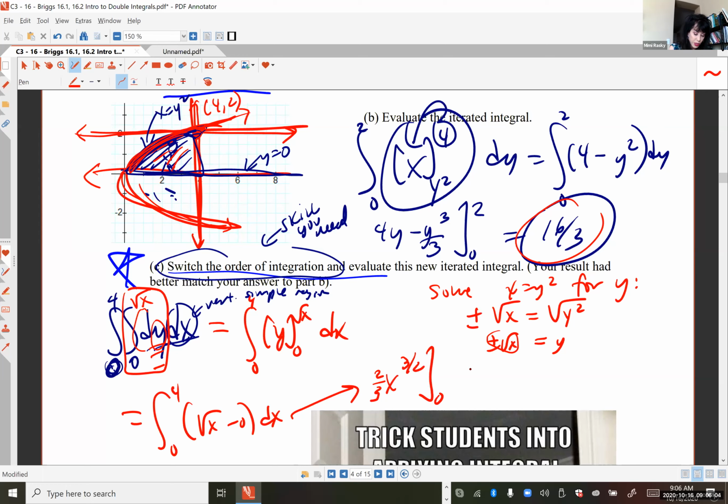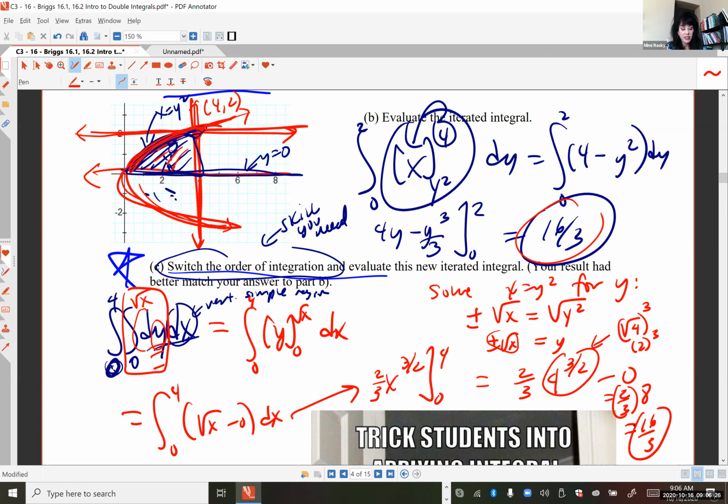You're going to evaluate between 0 and 4, and you'll get 4/3, and minus 0, you won't care. Be careful here. This is the same as the square root of 4 cubed, which is 2 cubed, which is 8. So you're going to have 2/3 times 8, but that's 16/3. And we knew that was going to be 16/3 because they have to match. You better get the same answer. Okay, and we're done with that example.